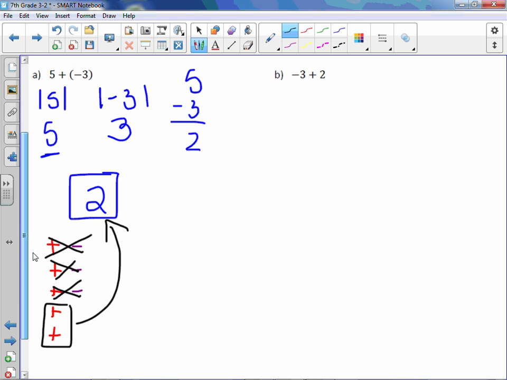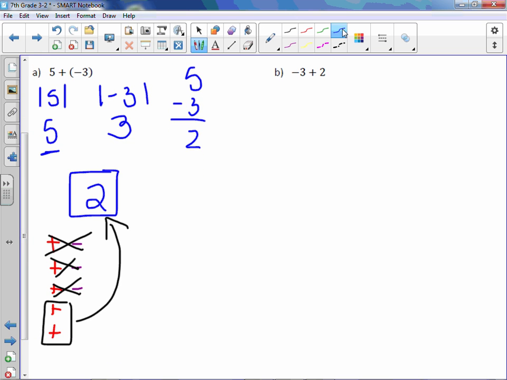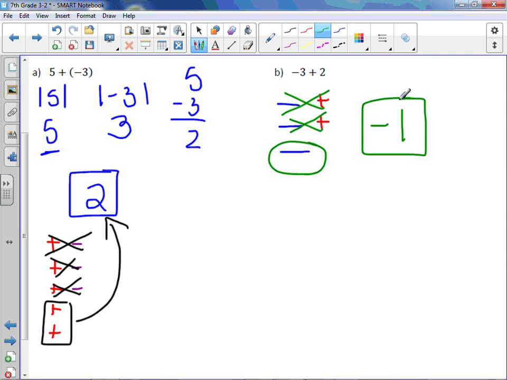Let's do letter B. Again, let's use integer chips. I have negative 3, and I have positive 2. So 3 negative signs I drew. Now I'm going to draw 2 positive signs. And again, pair them up with the negatives. Pairs of negatives and positives cancel out. You are left with 1 negative. So your answer is negative 1.